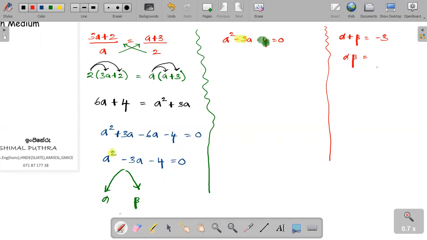And this multiplication should be equal to minus 4. But keep in your mind, definitely the coefficient of a squared should be equal to 1. If it is not equal to 1, imagine this is equal to 4, then again you have to multiply this 4 and the constant value. For this case, I will just explain with the coefficient of a squared equal to 1.